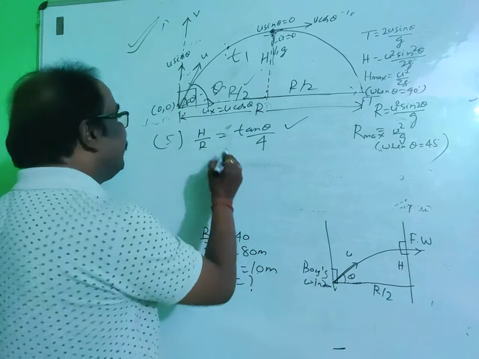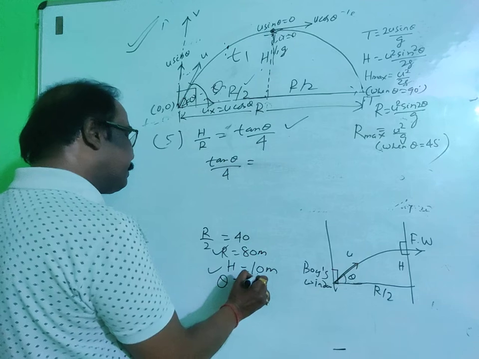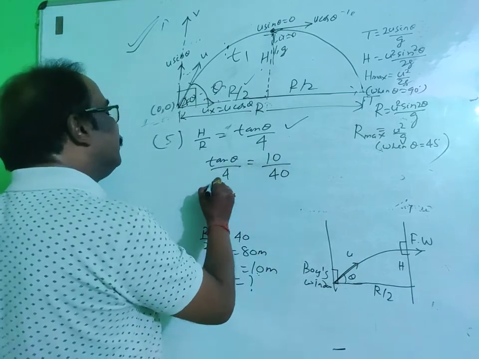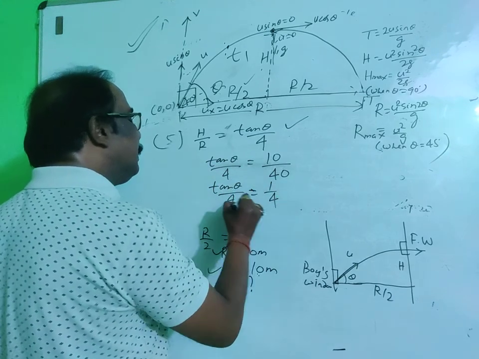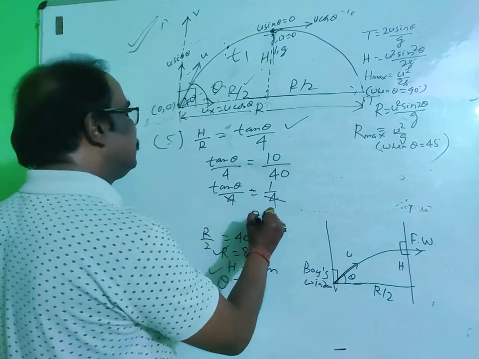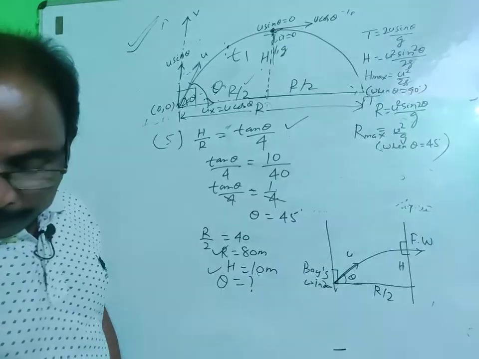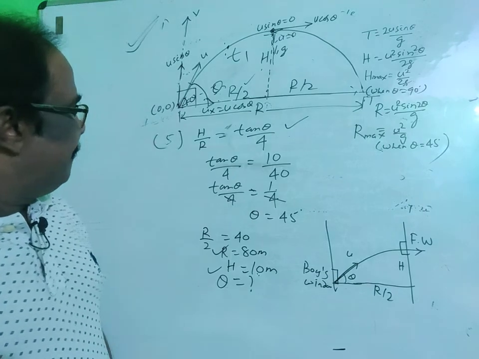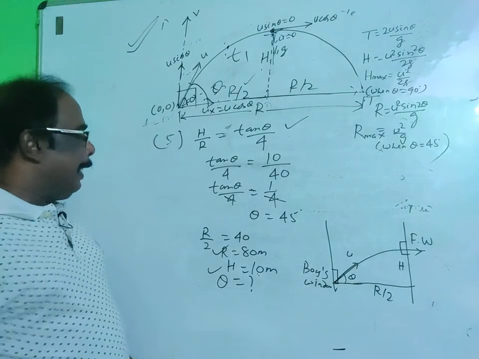H and R are given. So tan theta divided by 4 is equal to maximum height 10 meter over horizontal range 40 meter. Then tan theta by 4 is equal to 1 by 4. 4 gets cancelled. Then tan theta is equal to 1, theta is equal to 45 degrees.